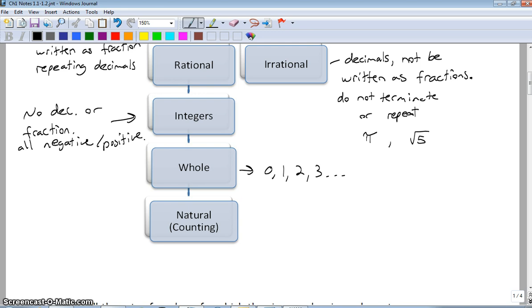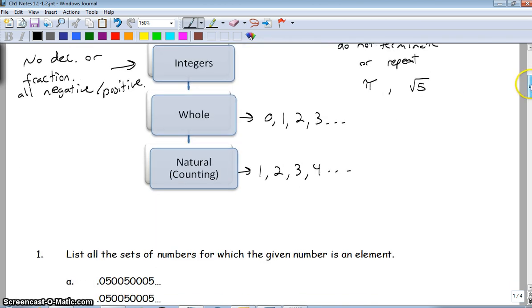And then natural numbers or counting numbers, well, generally when you count, you start at 1. So the only difference between whole and natural is that 0 is not included in the natural numbers. Okay, so those are all the different ones. And by the way, if you are ever behind on the writing, you can always just scroll back, or you can pause it to write down something and get it down.